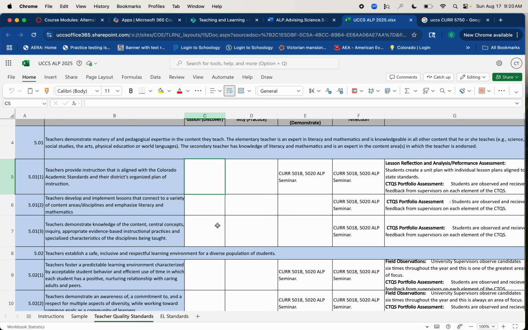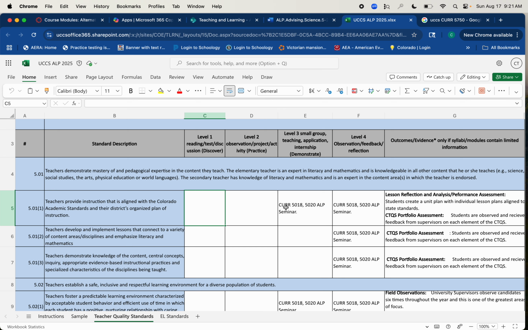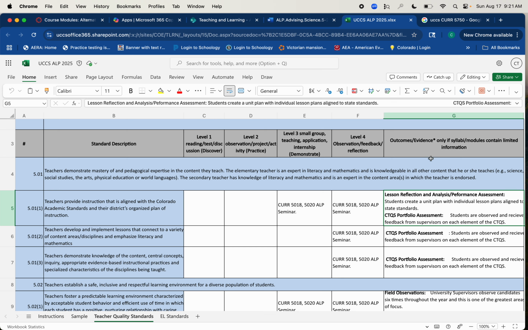And it certainly won't. But if you think your course covers them, you put the course number in the first spot in one of these 4 boxes, and then over here in the comments, out comes evidence. And this says you only need this if syllabi and modules contain limited information. I think it's worth still noting here what the assignment name is, because the reviewers are going to look at your syllabus to make sure, because your syllabus is providing the evidence that it actually happens.